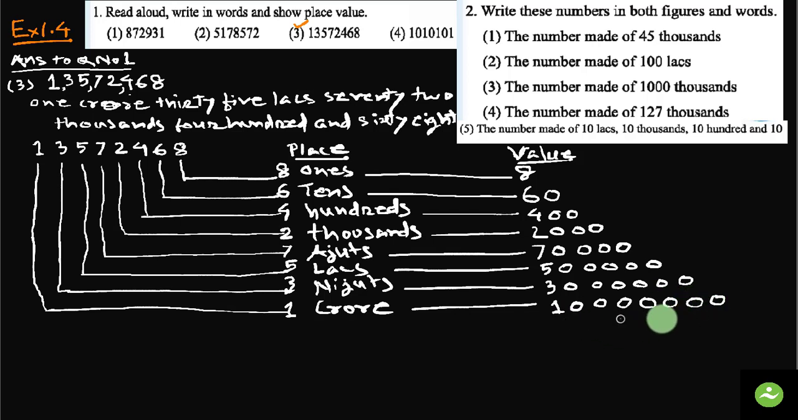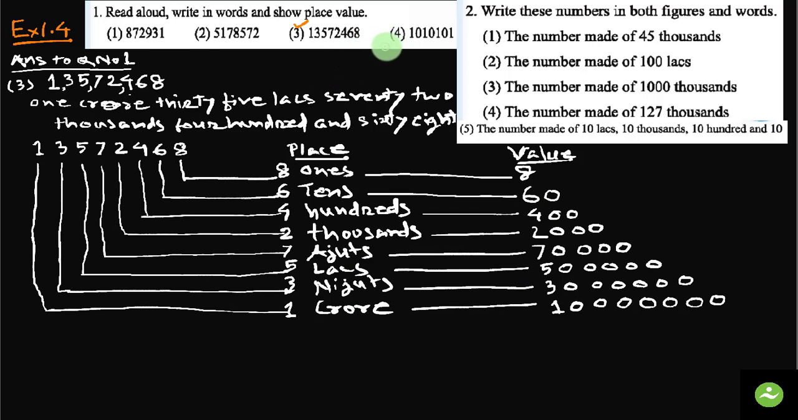10 lakhs crore. This is 1 crore. So we have done all three jobs. Read aloud, we did it. Write in words, we wrote it. And then show place value, we have shown the place value.